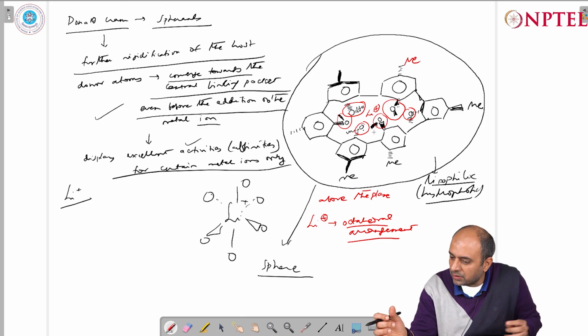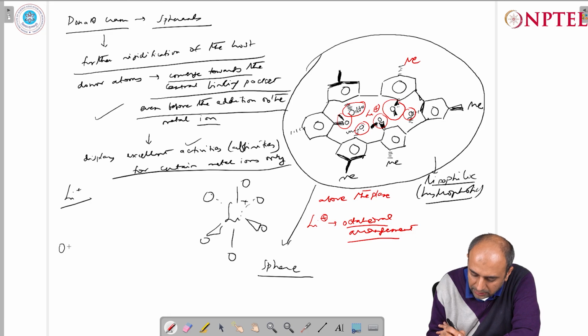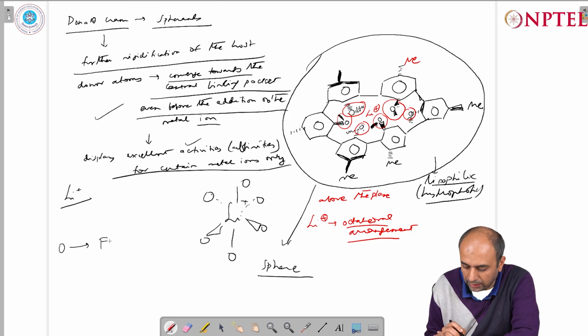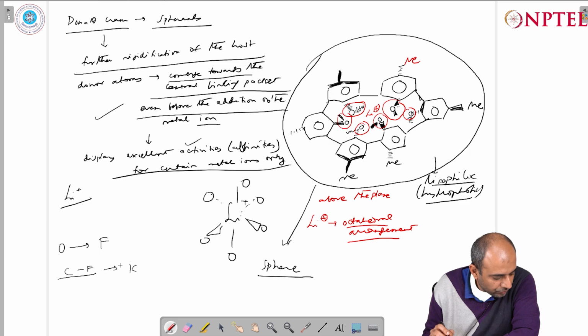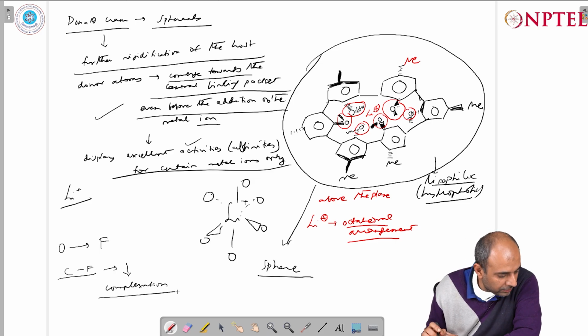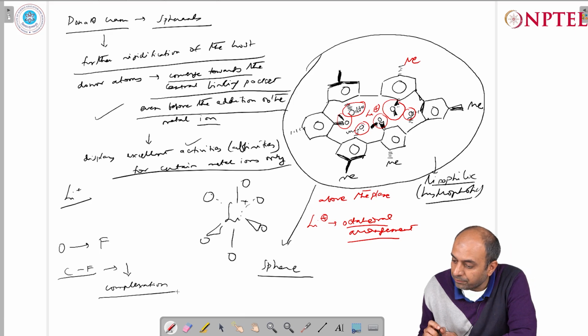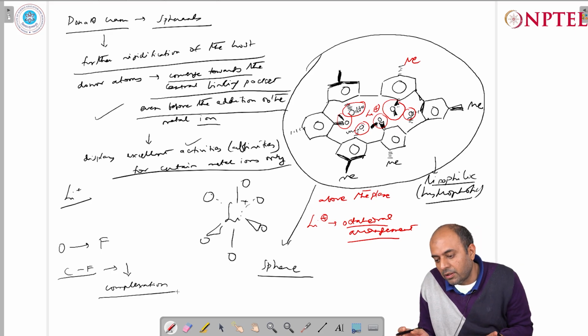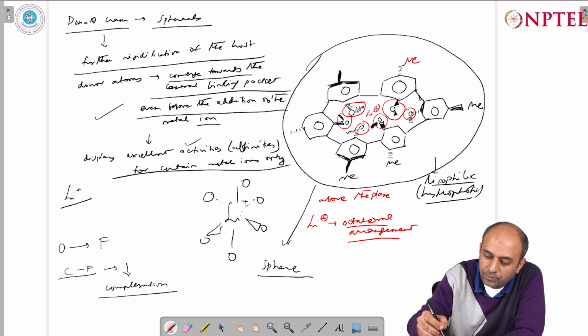And then what was observed is that when you replace the oxygen with fluorine, so it now becomes a carbon-fluorine bond, then the complexation with the corresponding cations drops. Then there is a drop in complexation. So it is very, very specific to this particular lithium ion that this activity takes place. Now let us go and look at some other properties of the crown ether complexes.